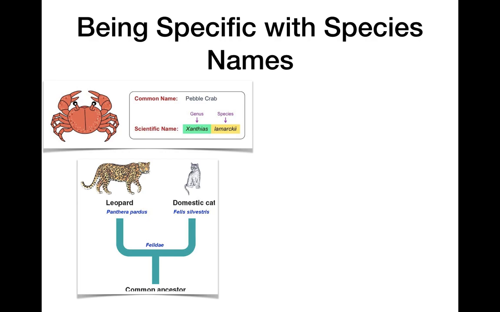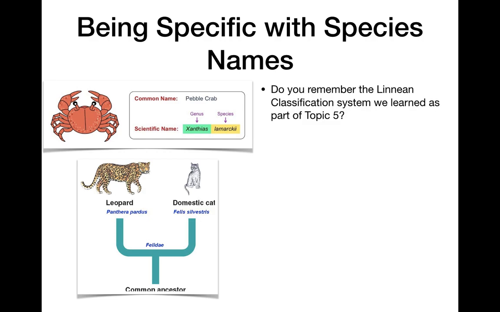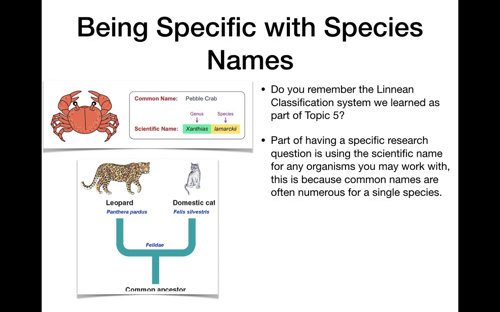Okay, so one way you should be specific in your research question is with scientific names, with the species names. So in topic 5, we talked about the Linnaean classification system. We went from domain, kingdom, phylum, class, order, family, genus, species, all the way down. And we talked about that already. Hopefully you remember some of that. It's coming back to you. If not, take a minute and look at your notes.